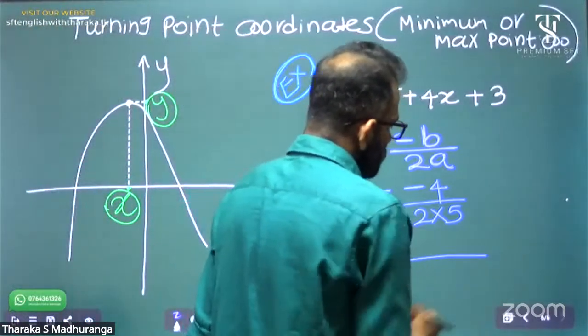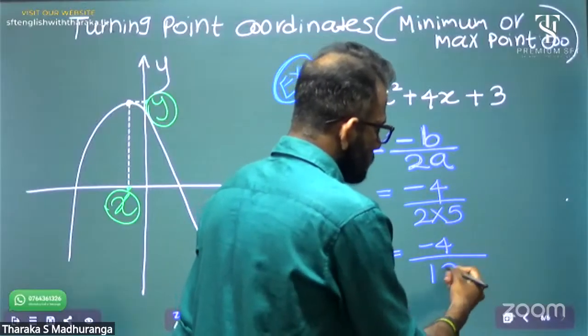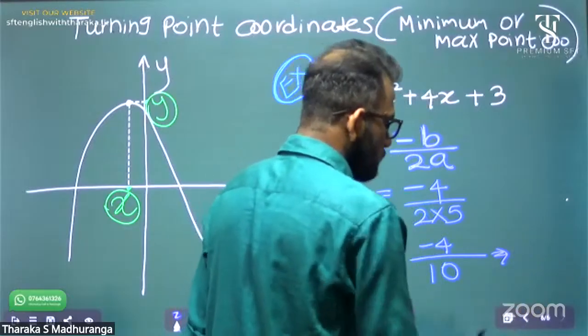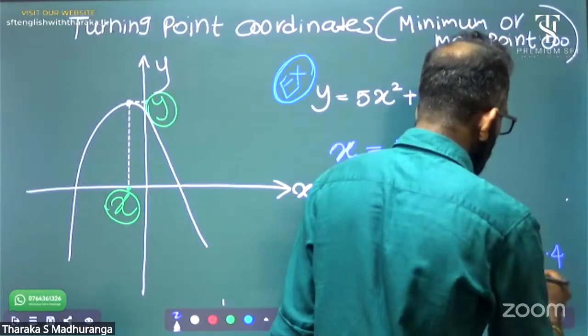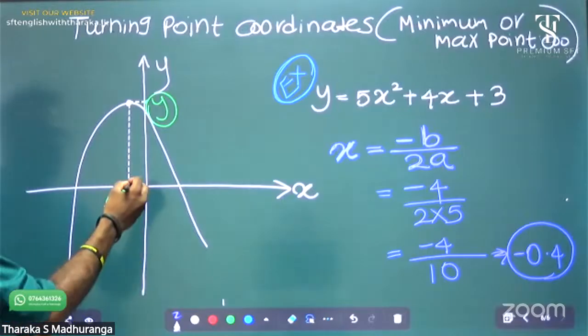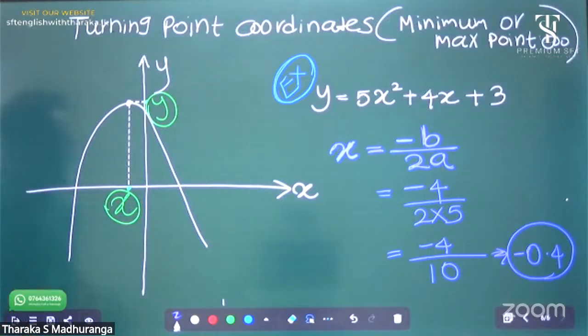Now, minus 4 over 10. Minus 0.4 is the answer. Minus 0.4 is the turning point x coordinate. See, the turning point x coordinate is minus 0.4.